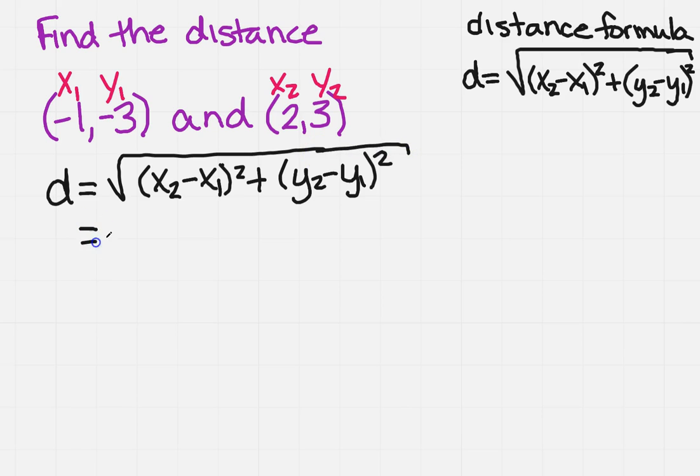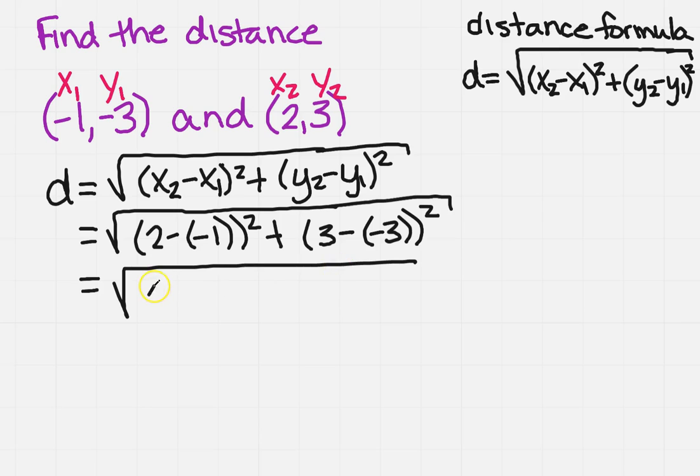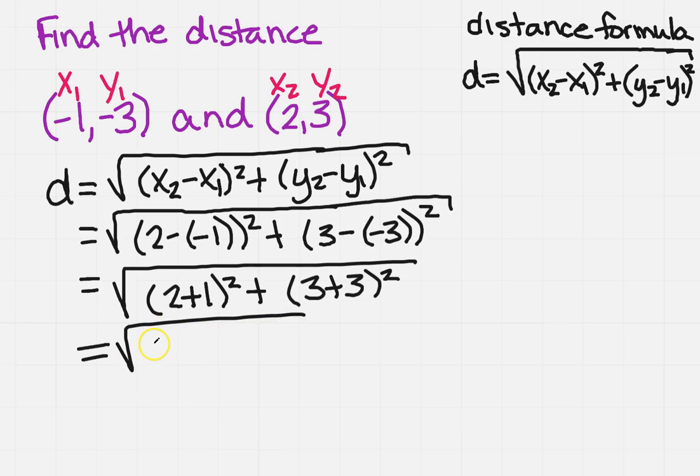So now I'm going to plug in the square root. It's just hanging out until we get some numbers. So I need to find x2, which is 2, x1, which is minus 1, the whole thing squared, plus y2 minus y1, the whole thing squared. So I want to simplify, and I get 2 plus 1 squared plus 3 plus 3 squared, which we can simplify again to be the square root of 3 squared plus 6 squared.